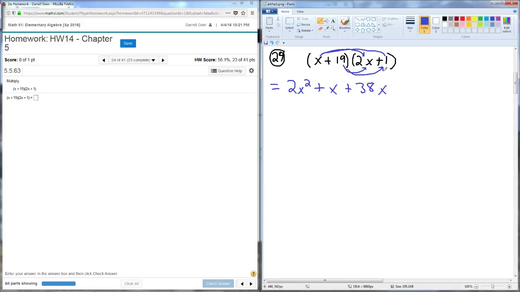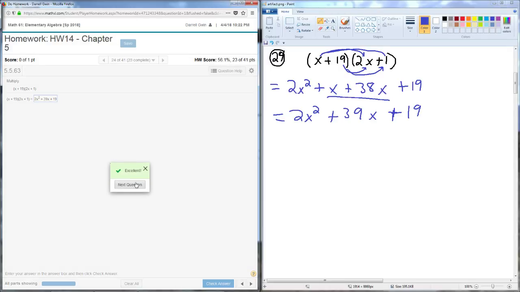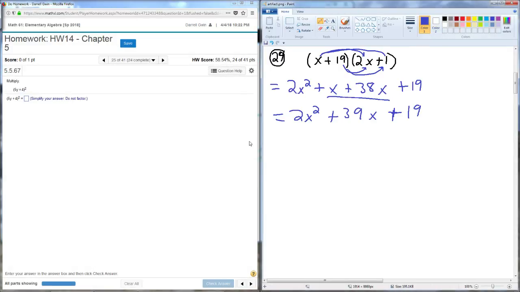Always double check that one with the calculator for you guys, just in case. 19 times 1 is 19. Combine like terms, well, that's easy. 1 plus 38 is 39. 2x squared plus 39x plus 19 is the answer. Let's type it in. 2x squared, right arrow, plus 39x plus 19, enter. There it is, excellent. Moving on.